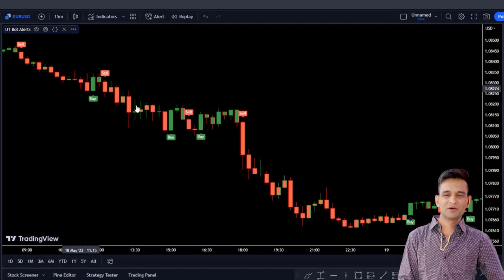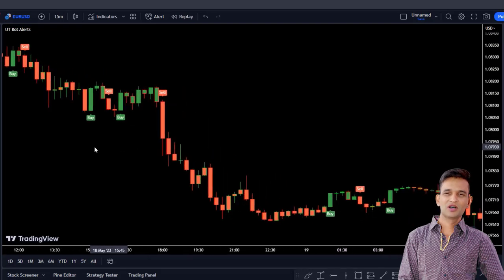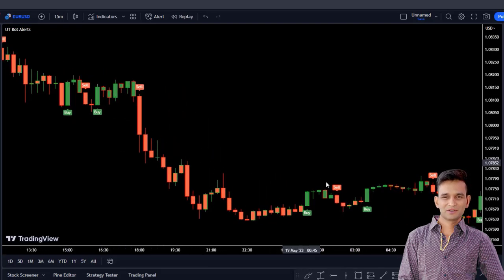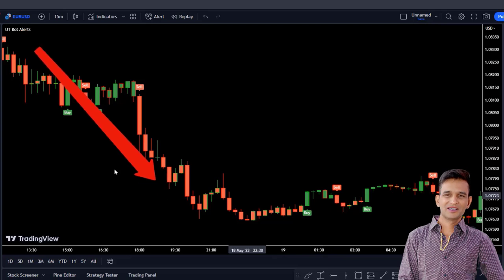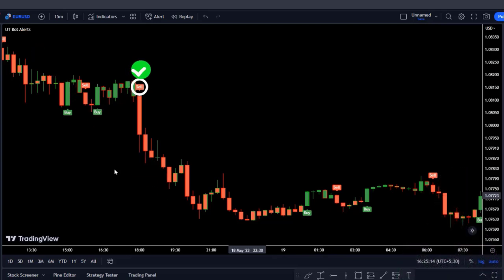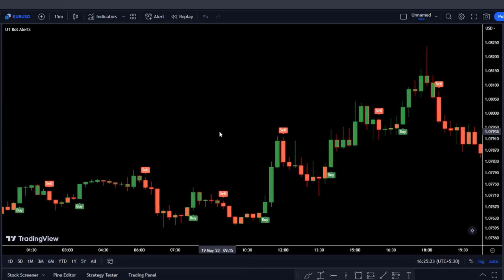One thing we can see immediately here is that these buy and sell signals work only if we are trading in a strong trend. For example, here we have this downtrend, and as you can see here, the sell signals are most accurate, but we have a lot of false buy signals. That's why we will need another indicator to evaluate the trend.